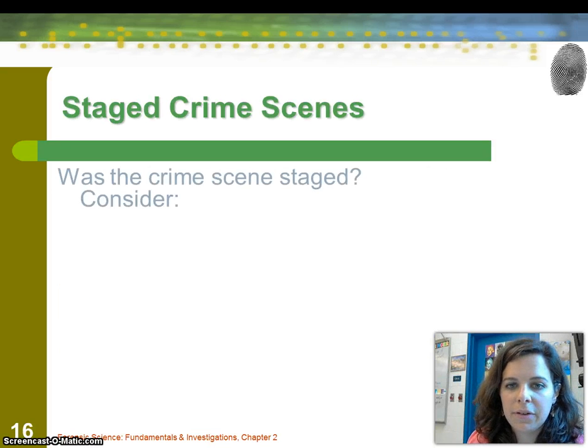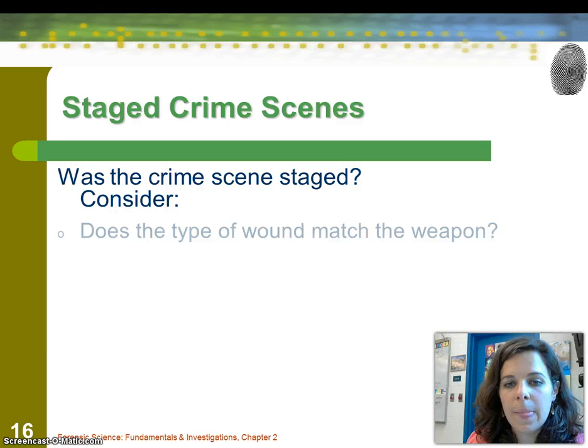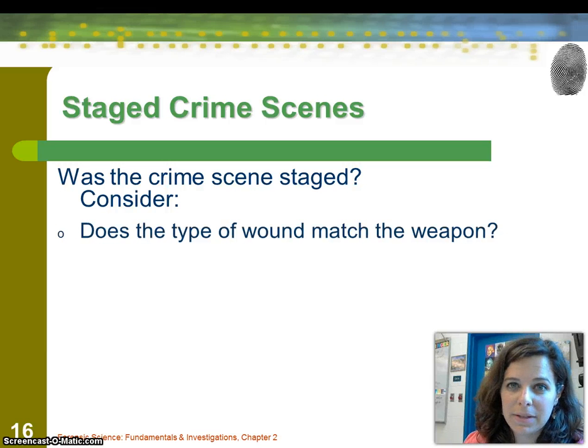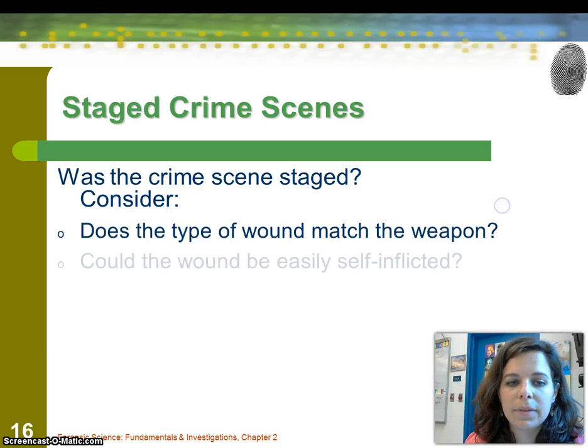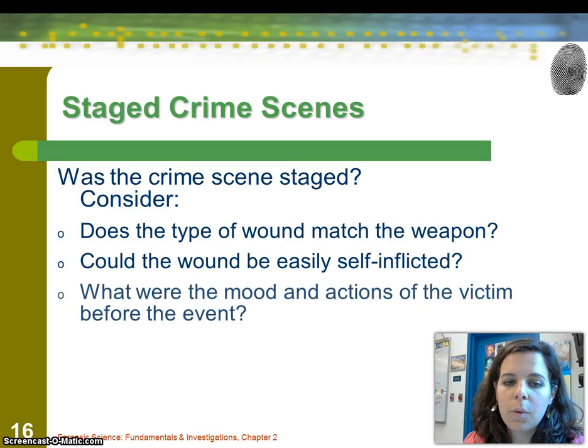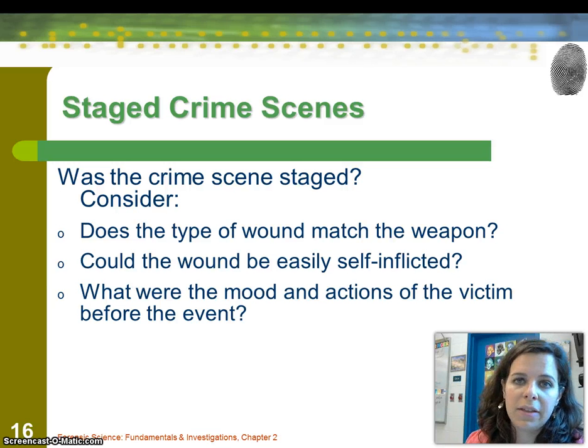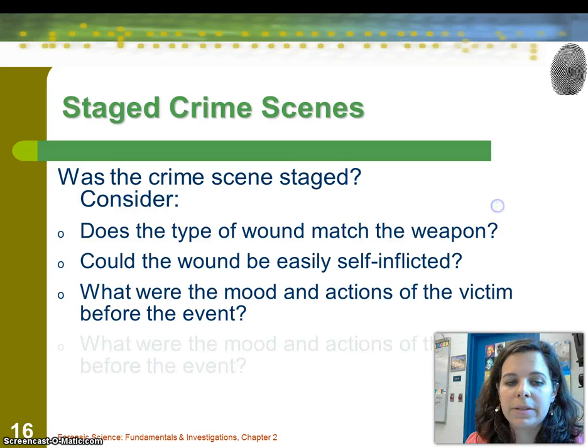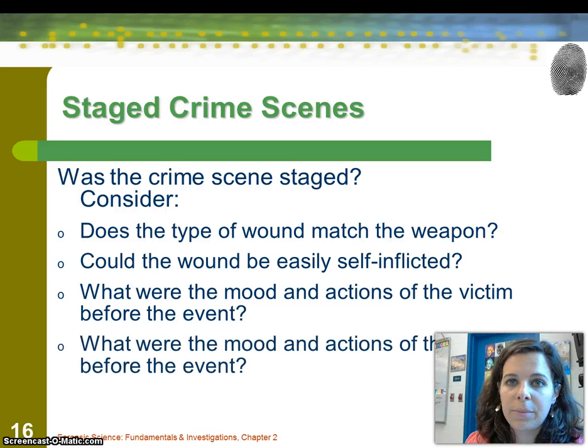You'll know if the crime scene was staged if the type of wound does not match the weapon, so that needs to be something you consider. Also, could the wound have been easily self-inflicted? Maybe they said someone came in to hurt them, but they're actually hurting themselves. What were the mood and actions of the victim before the event? What were they doing? Were they talking to other people? Do other people know anything about what was going on? And what were the mood and actions of the suspect before the event?